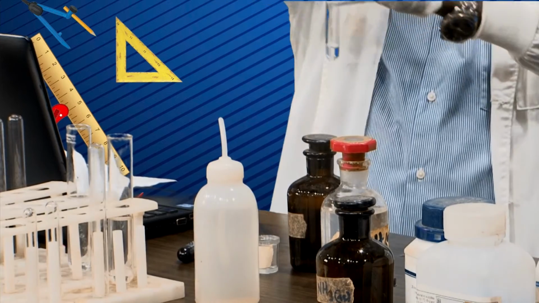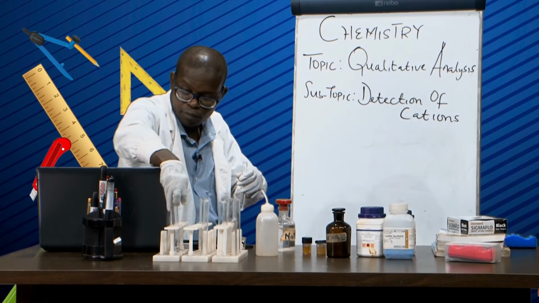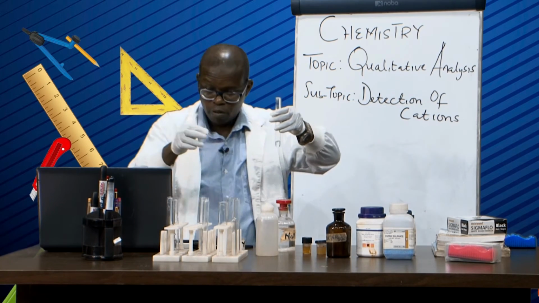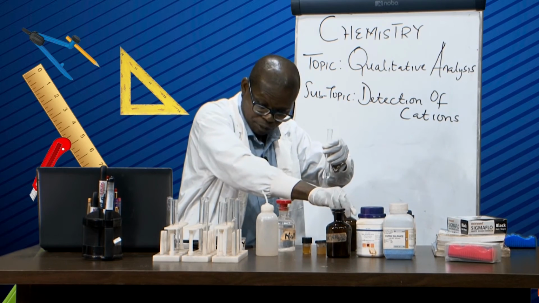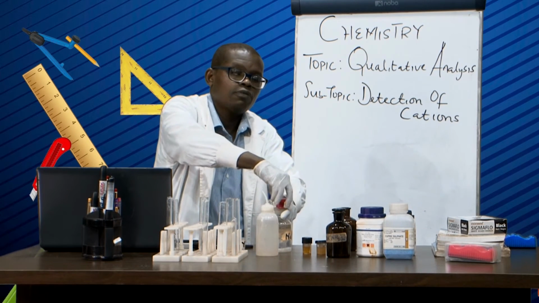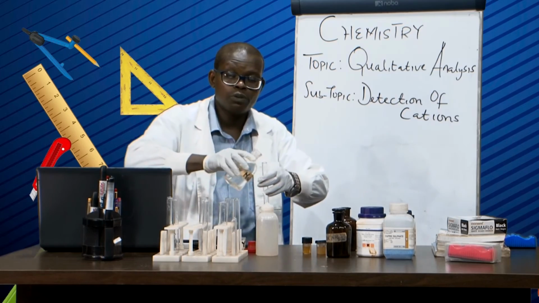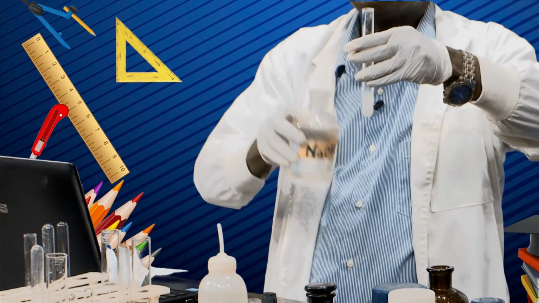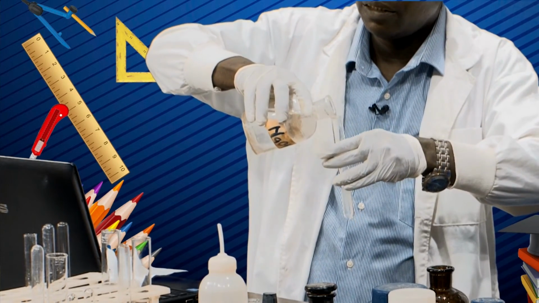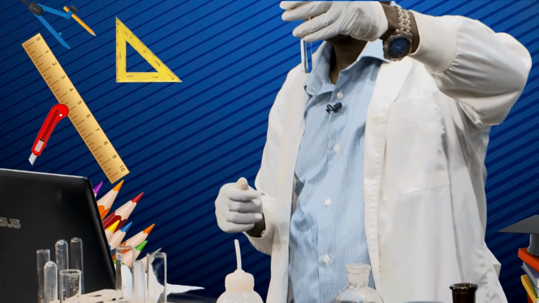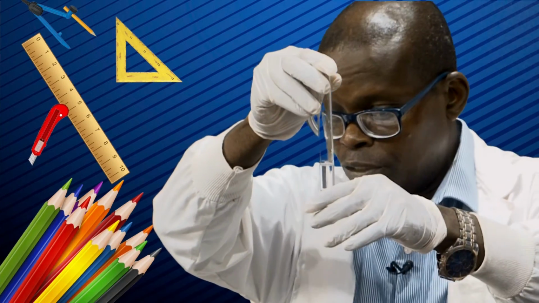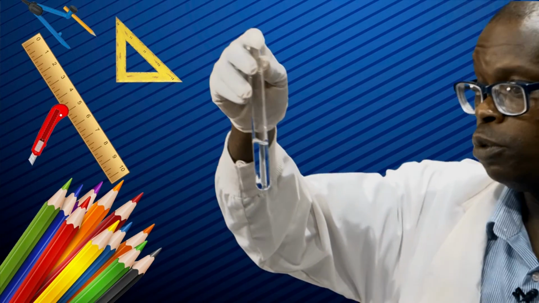Okay, this is the first portion. I believe you can see. So we are going to add sodium hydroxide solution in drops. Have you seen it? Good. Then we add it in excess and see. Wow. Do you see that when you add excess to it, what happens? Am I hearing you saying it? The white precipitate dissolves to give a colorless solution.